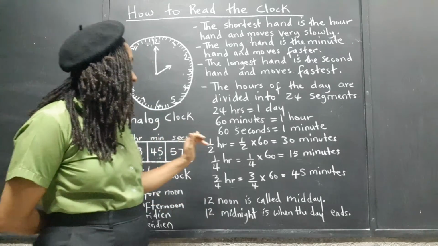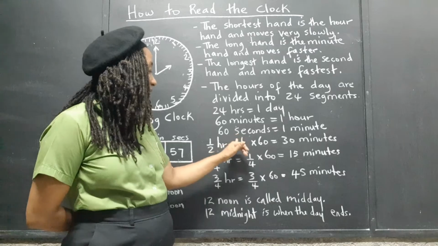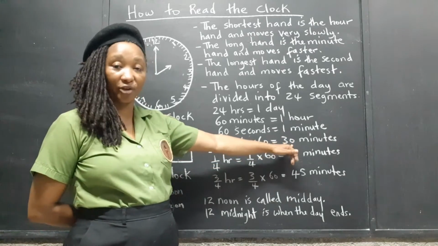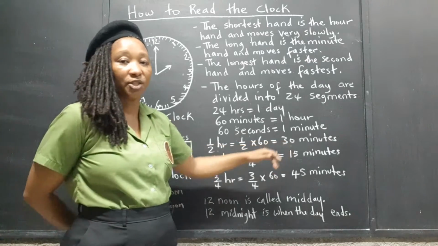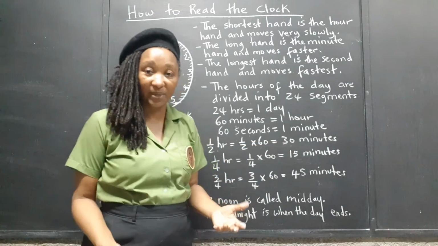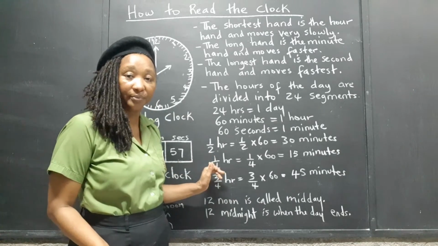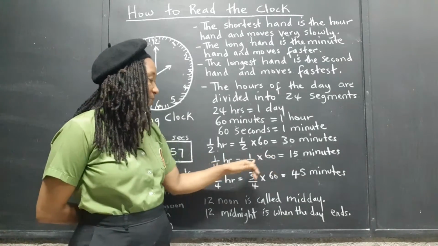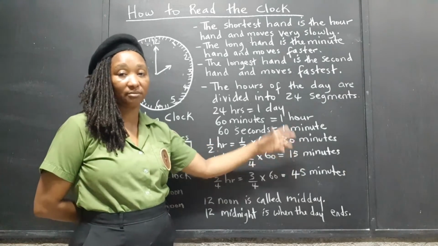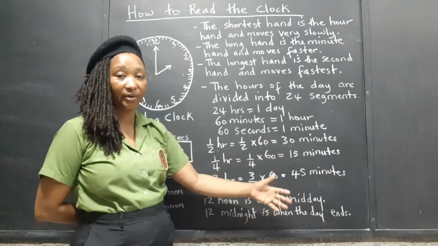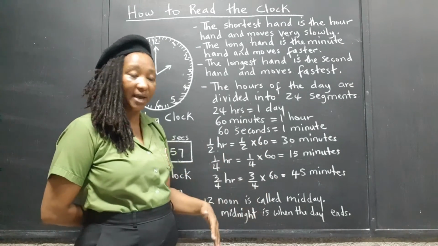When we talk about half an hour, we're really finding half of the 60 minutes, which is 30 minutes, right? 60 divided by 2 is 30. So whenever we say half an hour, it means 30 minutes. When we say a quarter of an hour, we're dividing 60 by 4, and that would be 15 minutes. You must know these. These are standard, right? You're always going to encounter these when you're doing time.